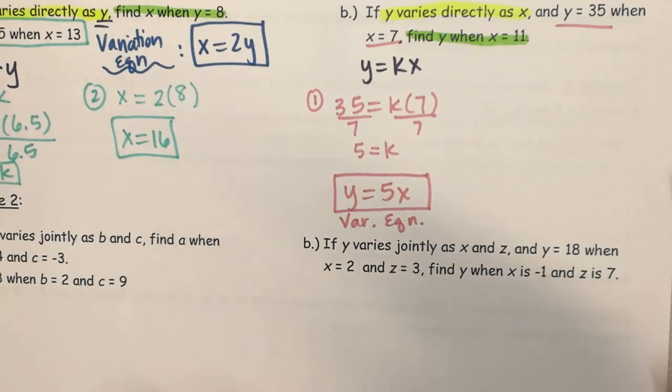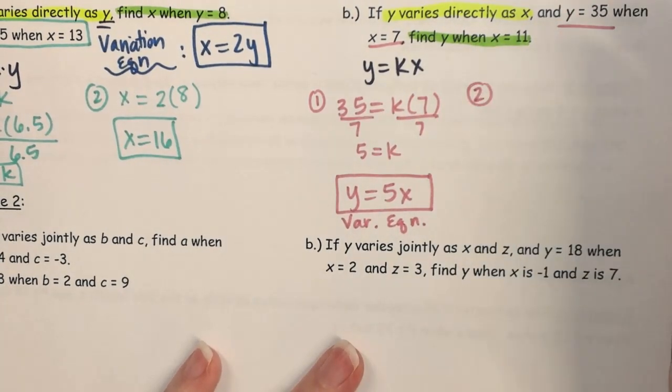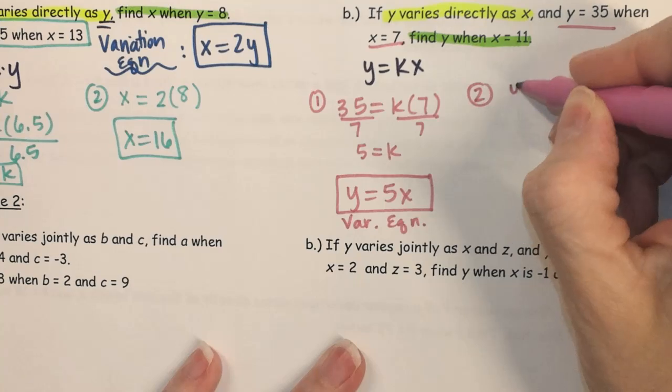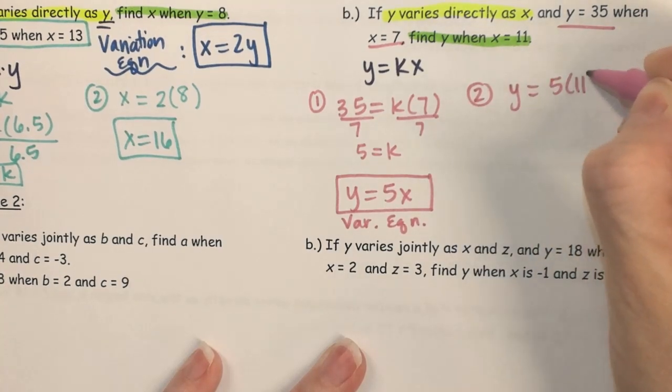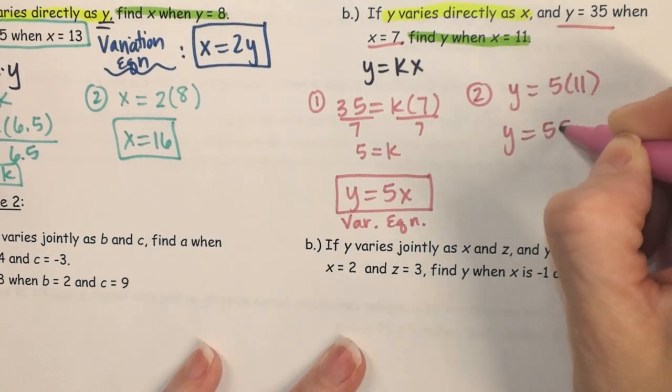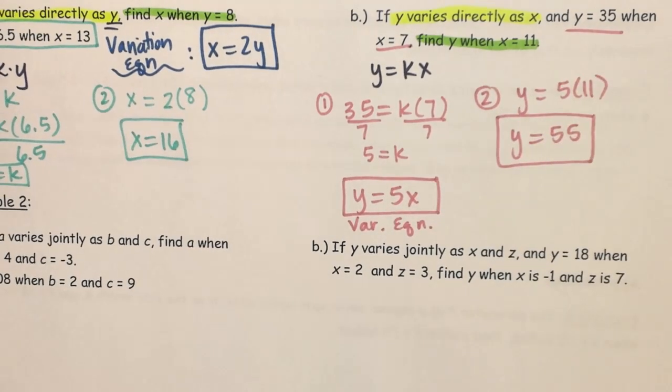Okay, and then your second step is to find y when x is 11. Okay, so that is your direct variation.